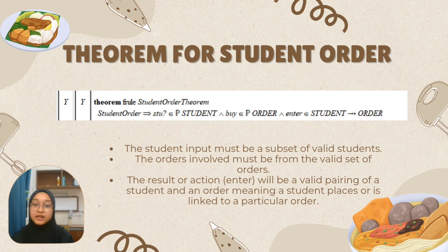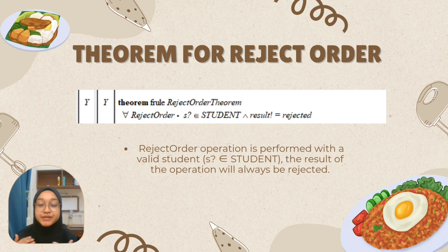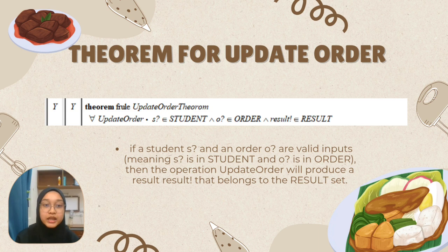Each of these functions is written in Z schema with clearly defined input, output, and changes made to the system state. Next is student order theorem. In this theorem, we define what happens when a student places an order through the student order operation. It states that the students involved must be part of the valid student set. The orders placed must come from the valid order set. And lastly, the enter relation created must correctly link a student to an order. This ensures the system maintains correct and valid data when recording student orders.